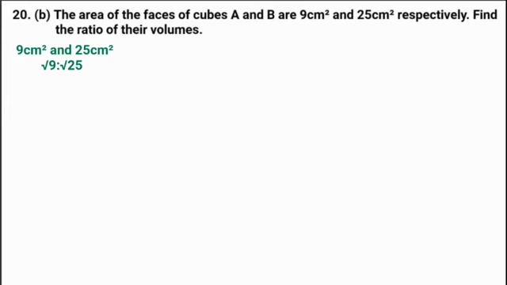The square root of 9 is 3. The square root of 25 is 5. So we write the ratio like this, 3 to 5. This is the basic dimensions of these cubes. The cube with 9 cm squared has a dimension of 3 cm, and the cube with 25 cm squared has a dimension of 5 cm. Now that we've found this, we can go ahead and find the ratio in volume.